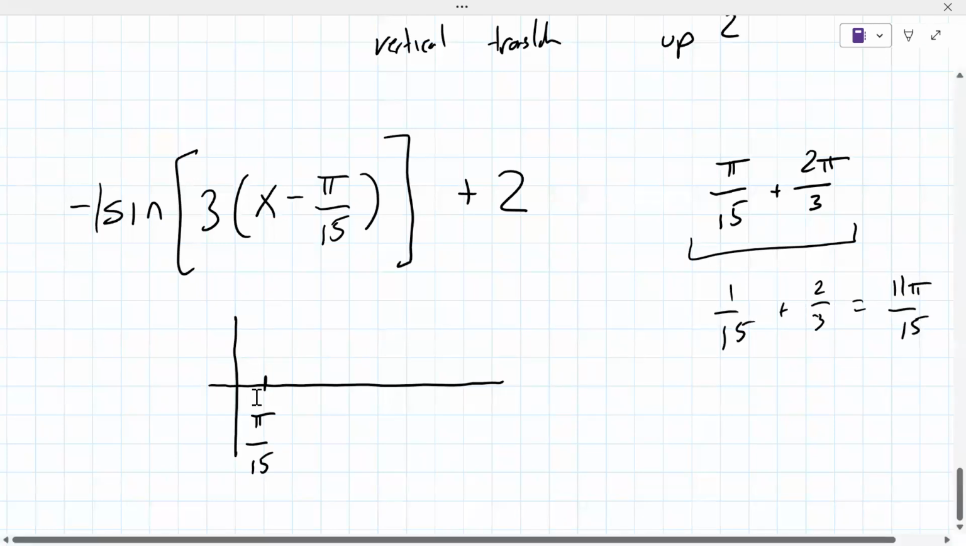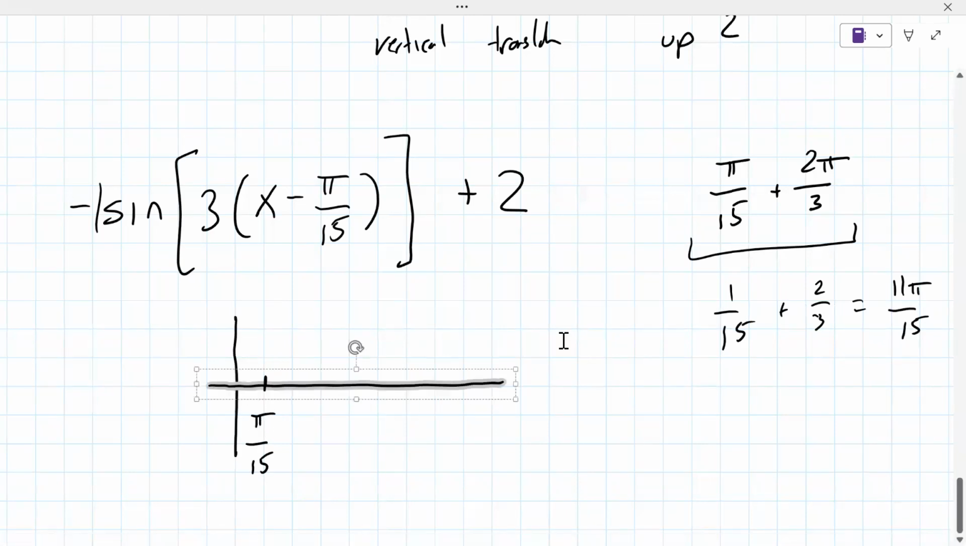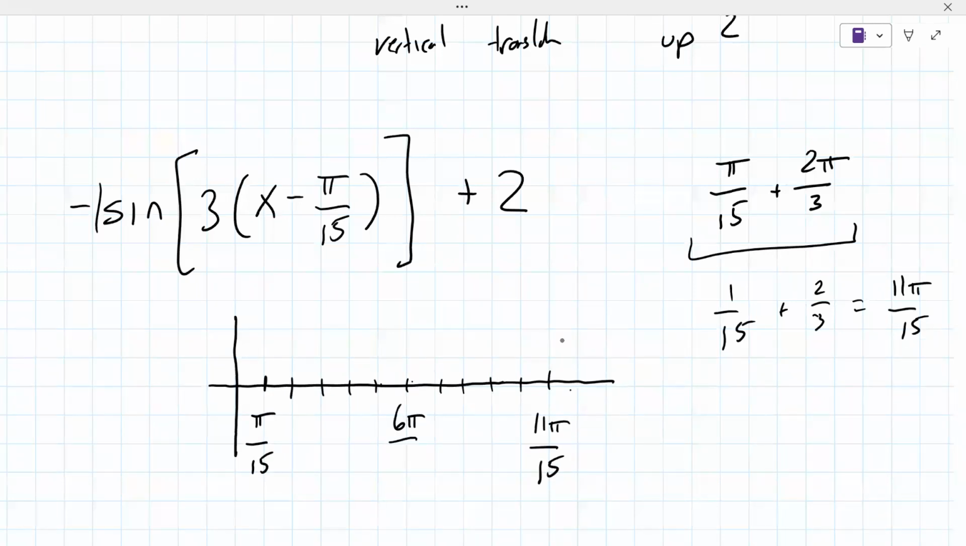So this is where your increment here matters. If this is 1 pi over 15, I've got to go out to 11 pi over 15. So you start counting 2, 3, 4, 5, 6, 7, 8, 9, 10, 11. That's 11 pi over 15. You do need to get the midpoint of them, which is 6 pi over 15. Your teacher is potentially grading you on that.